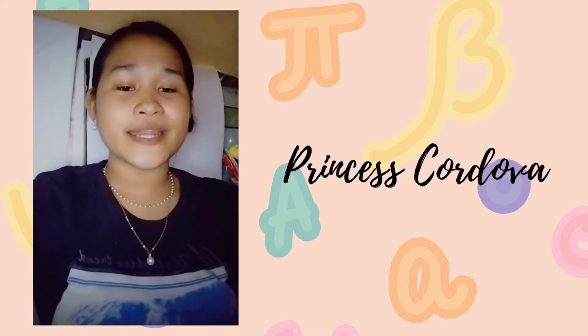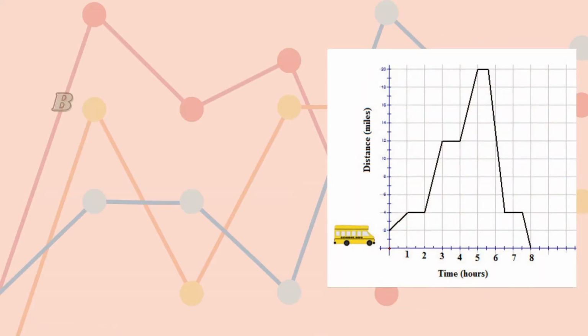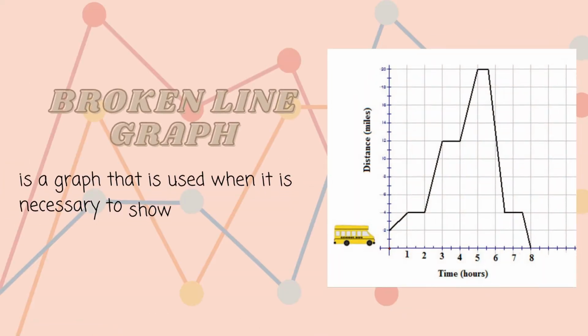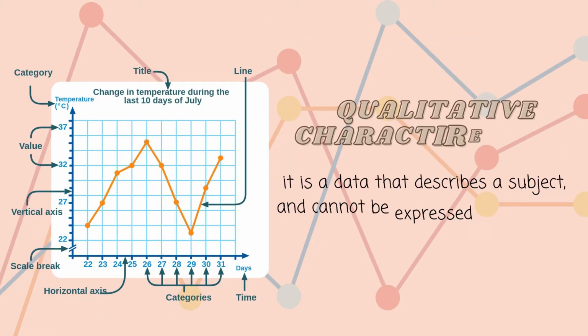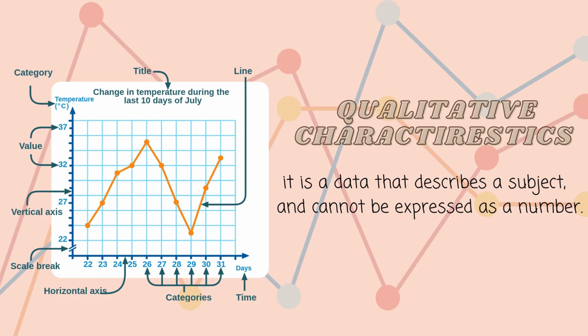Terms that are used in our discussion. First, broken line graph is a graph that is used when it is necessary to show change over time. A line is used to join the values, but the line has no defined slope. Qualitative characteristic. It is data that describes a subject and cannot be expressed as a number.